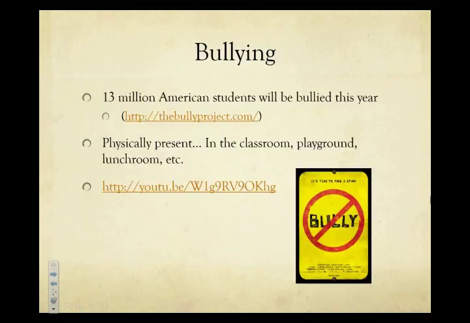So just what is bullying? Well, the statistics are a little bit unclear, but the basic number is 13 million American students will be bullied this year and every year. And that statistic comes from thebullyproject.com. They actually made a movie about stopping bullies and taking a stand. And you're physically present. You're somebody that's going to be in the classroom. You're going to be in the playground, the lunchroom, etc. And you have an opportunity to see these things. But I want to show you a little YouTube clip that demonstrates just how bad it can be sometimes.